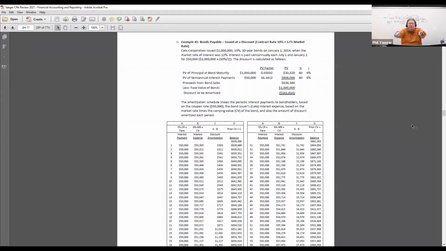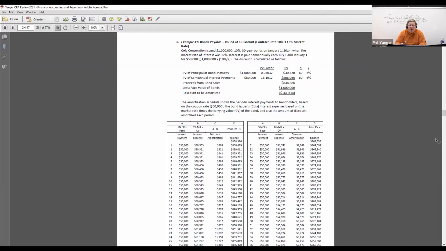So the discount is really to make up for the fact that your stated rate is lower than the going market rate. So the discount comes by them giving you less than the $1 million. That's exactly right. Makes sense? Yes.